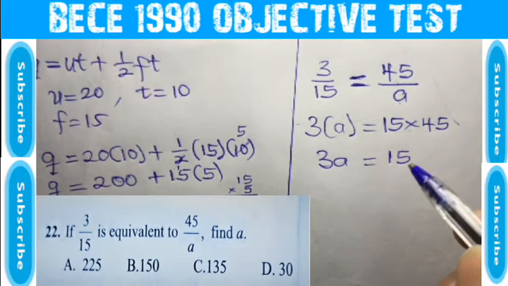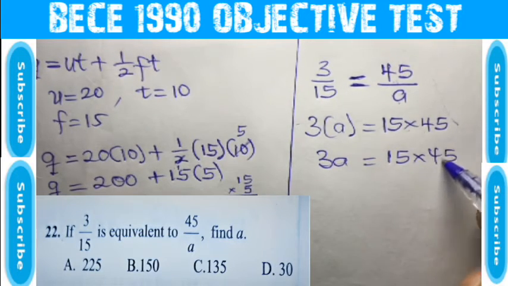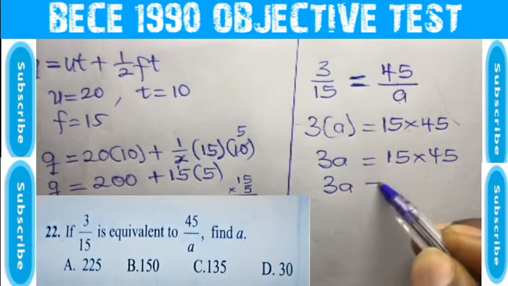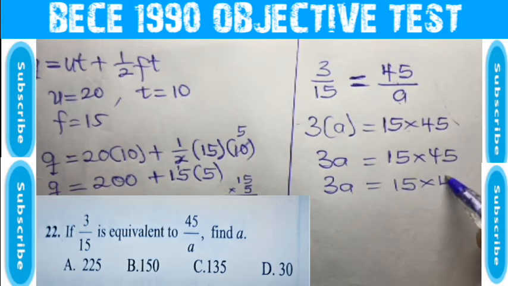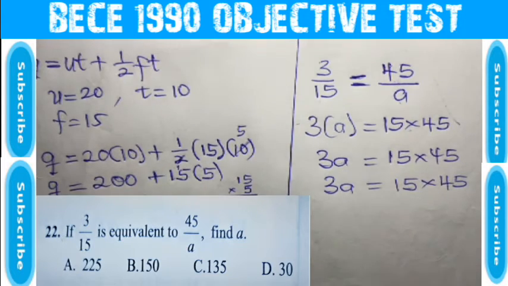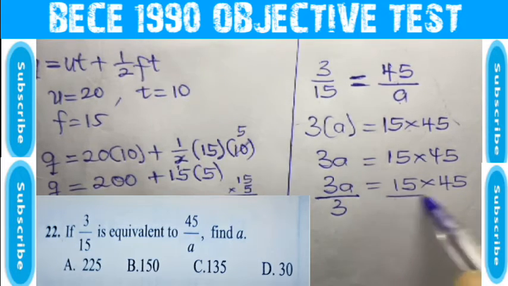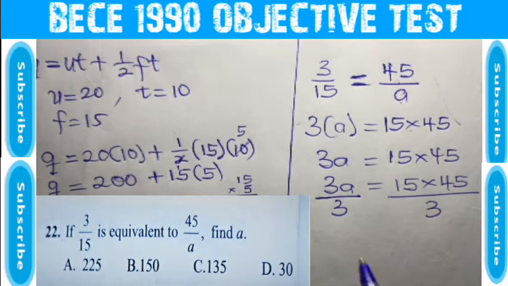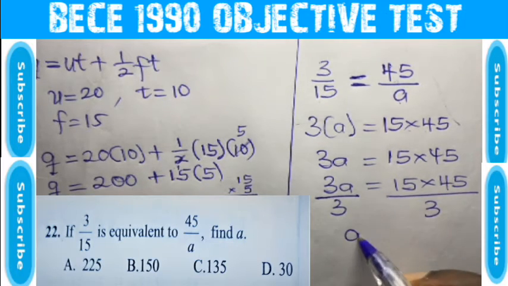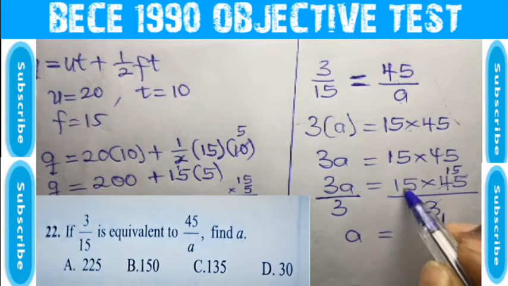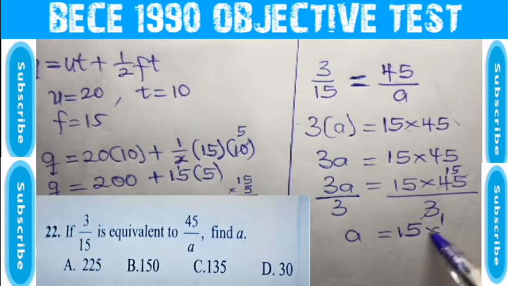I won't find the product. I will just write them just as they are. And let me rewrite the whole thing again over here. So to find the value of A, we divide here by the coefficient of A, which is 3. Divide here also by the same 3. So 3 divides 3, you have only A remaining. And then when 3 divides itself a single time, it divides 45 15 times. So we have 15 multiplying 15.